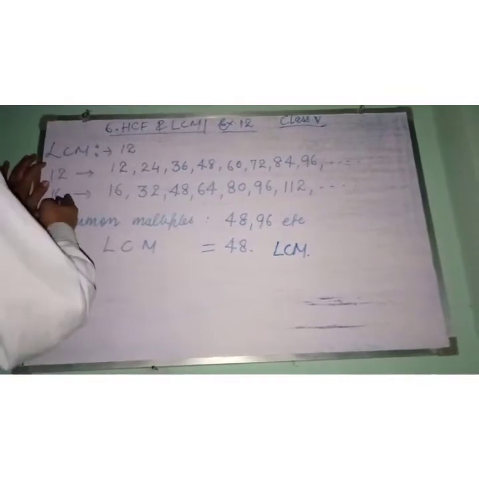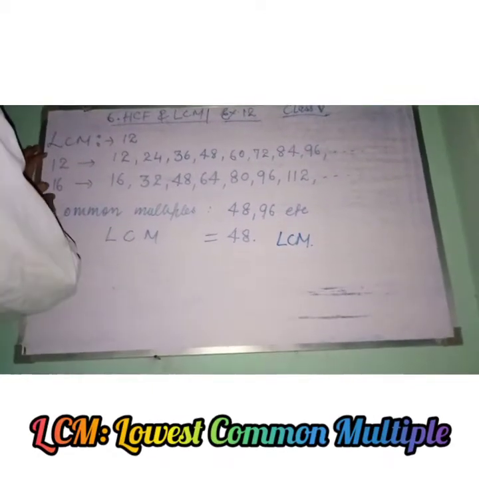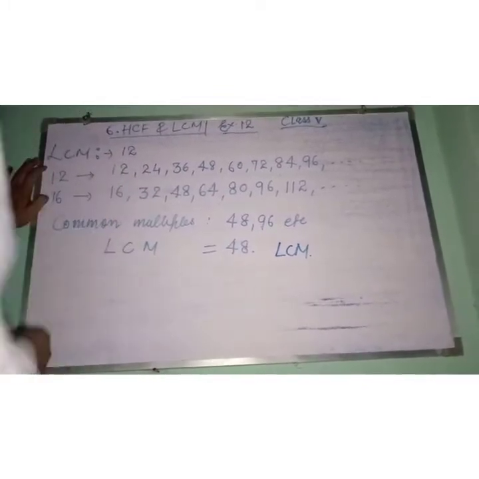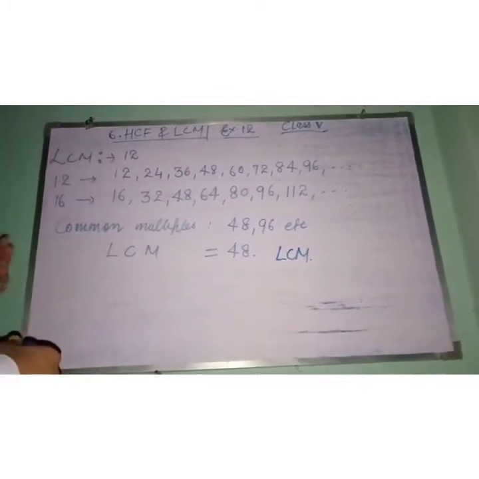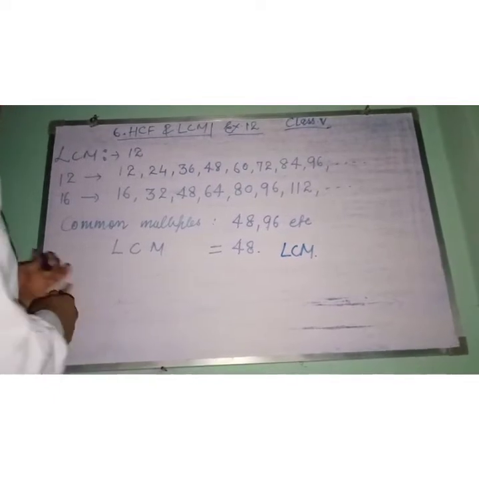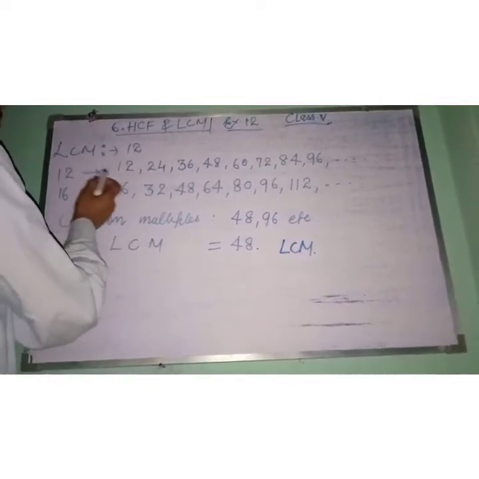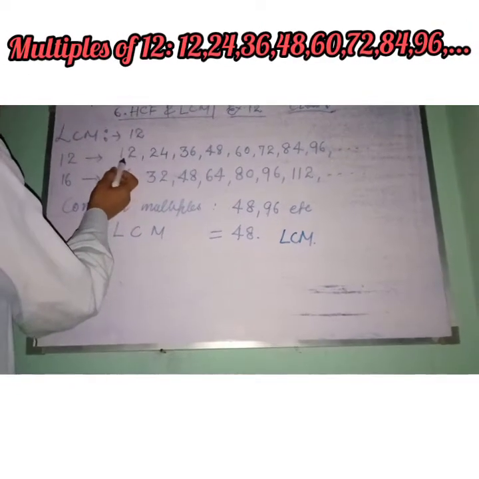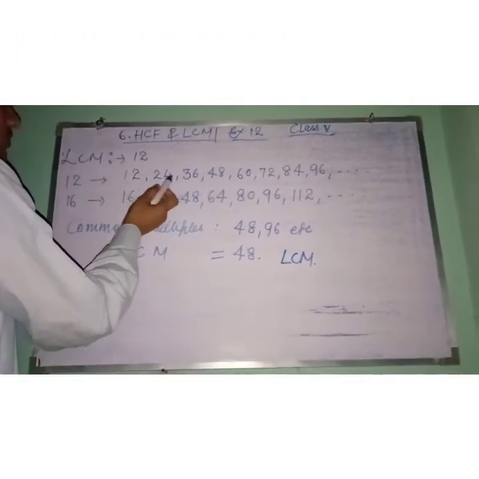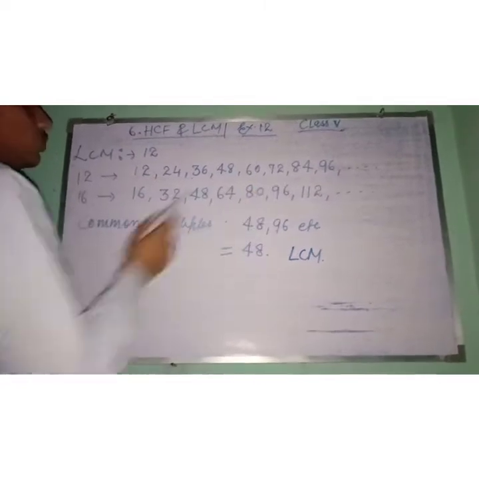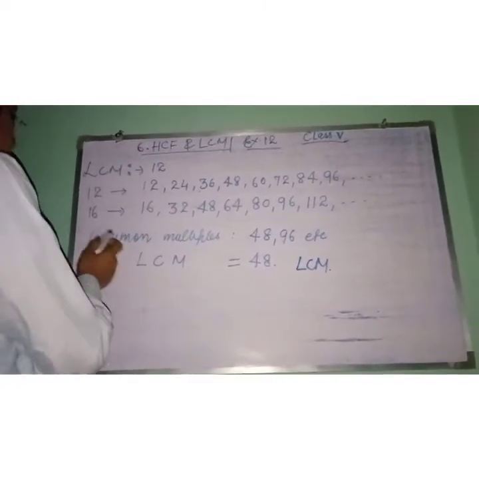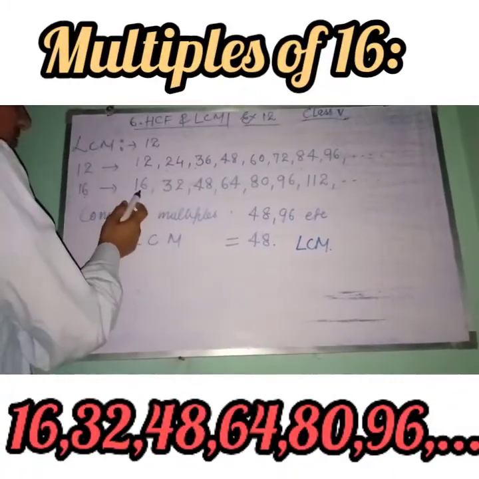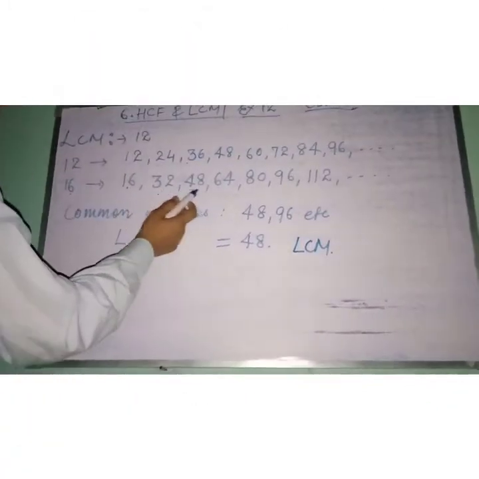I have already taken two numbers, 12 and 16. In order to understand the LCM, first of all see the multiples of 12 and 16. Here the multiples of 12 mean the table of 12. 12 1 is 12, 12 2 is 24, 12 3 is 36 and so on. Similarly, multiples of 16, the 16 table: 16 1 is 16, 16 2 is 32 and so on.